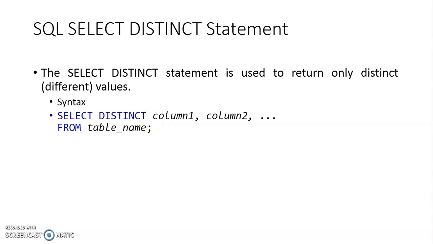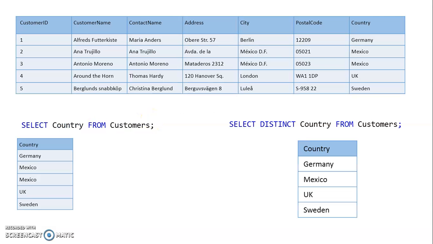Here we will see how the particular statement will work. We have a table customer. We have attributes like customer ID, customer name, contact name, address, city, postal code and country, and there are 5 entries in our customer table. Now if we write the command SELECT country FROM customer, all the records will be fetched. So here we have 5 entries in our query.